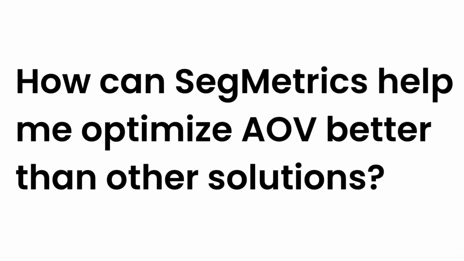One of the benefits of using SegMetrics when you're trying to optimize your AOV is really the bundling and that pricing tier. One of the things that we have worked a lot on is understanding the product orbit. The product orbit is what products are often bought together or bought in sequence. And this is a great way to understand what additional offers you can present to people that can lead them into post-purchase upsells or bundling.